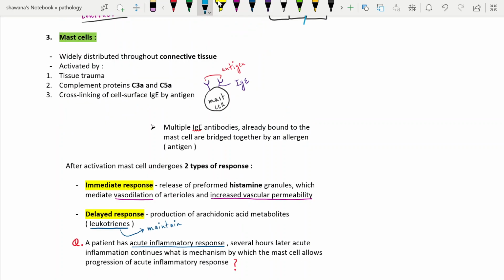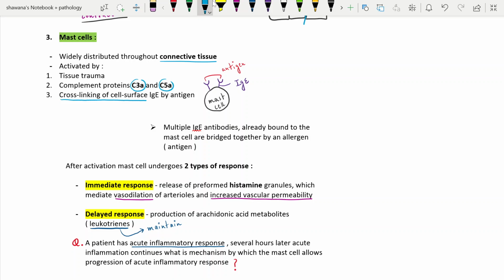Mast cells are widely distributed throughout the connective tissue spaces, and these are activated by which things? The mast cells are activated by tissue trauma. If there is trauma to the tissue, it will activate the mast cells. Second, complement proteins C3a and C5a. We'll discuss them in a minute, but remember, C3a and C5a are going to activate the mast cells. And the third is the cross-linking of cell surface IgE by antigen. What does it mean? It means that this is a mast cell.